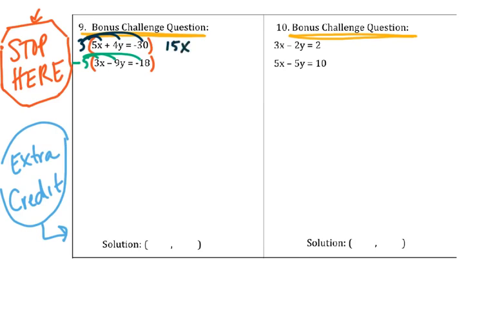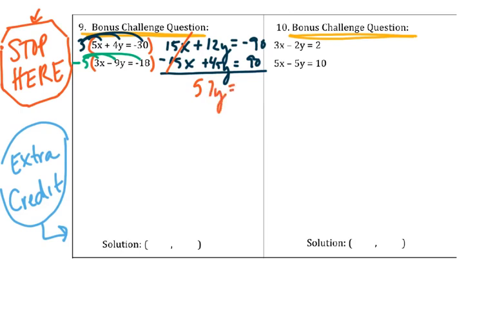is 15x plus 12y equals negative 90. Negative 5 times 3 is negative 15x plus 45y equals positive 90. Okay, so in this one I had to change both the top equation and the bottom equation to get something to cancel. So now I have an x that will cancel. 15 minus 15 is 0. 12 plus 45 is 57y. Negative 90 plus 90 is the number 0.